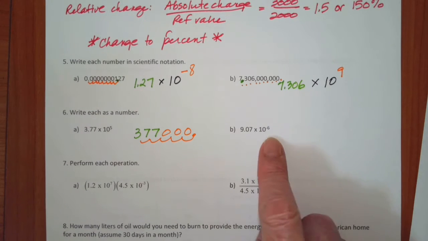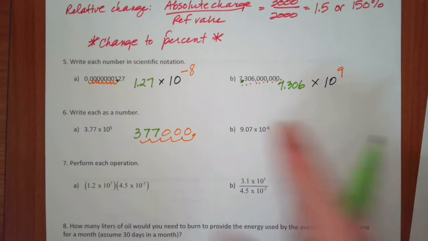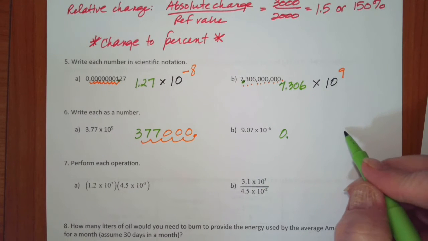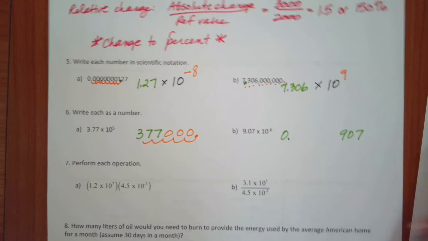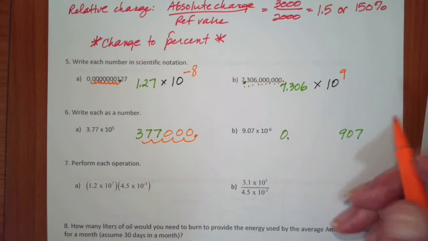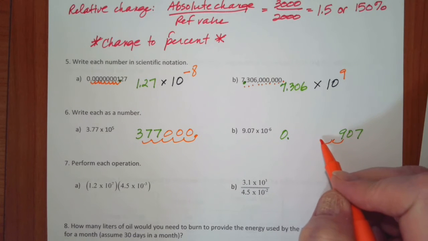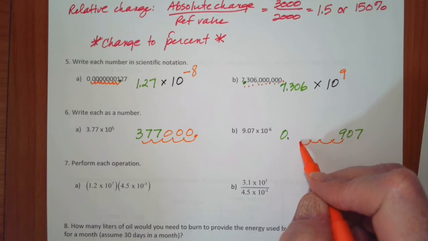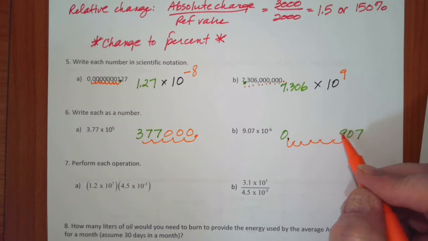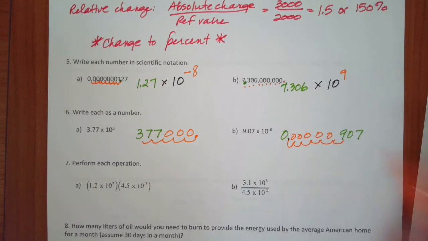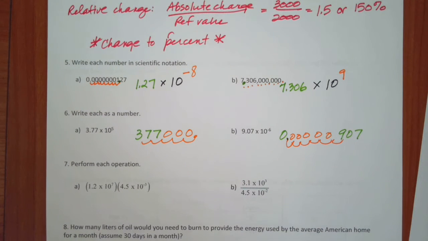Okay. If I start with a very small number, I know I'm going to have to start out with 0 point something. And my 907 is going to be over here. And I'm going to take this decimal and move it here. It has to go 6 places. So 1, 2, 3, 4, 5, 6. So I fill in with 1, 2, 3, 4, 5 zeros.